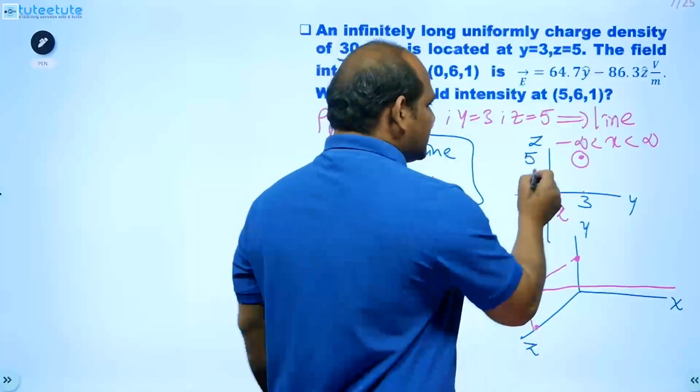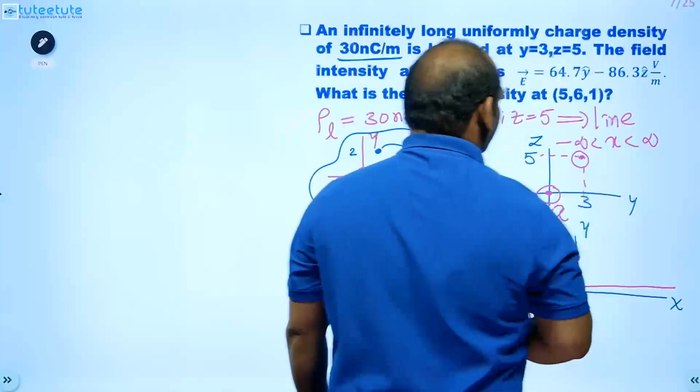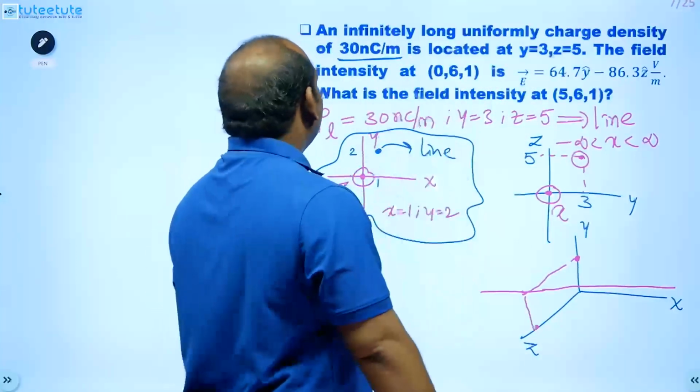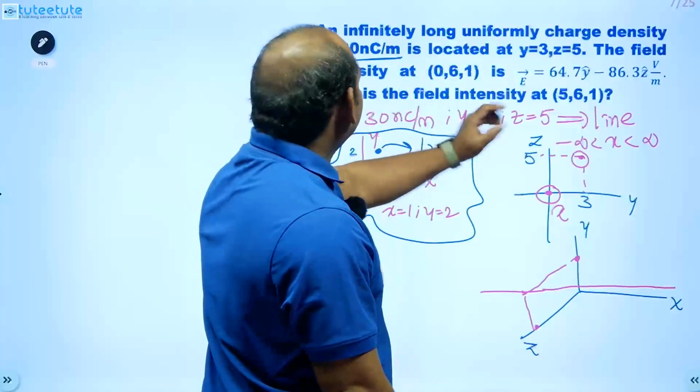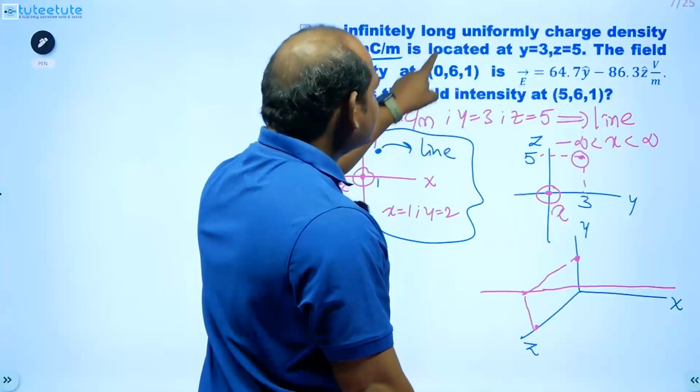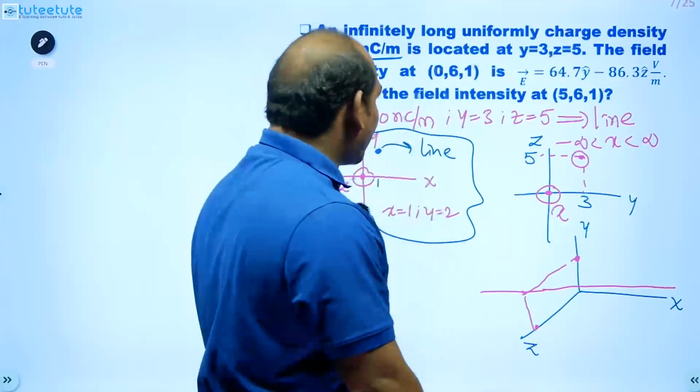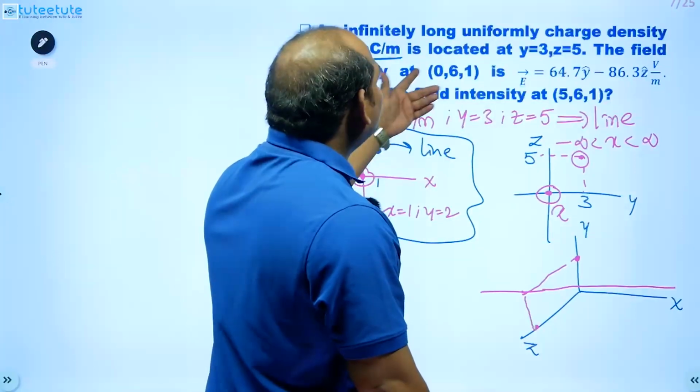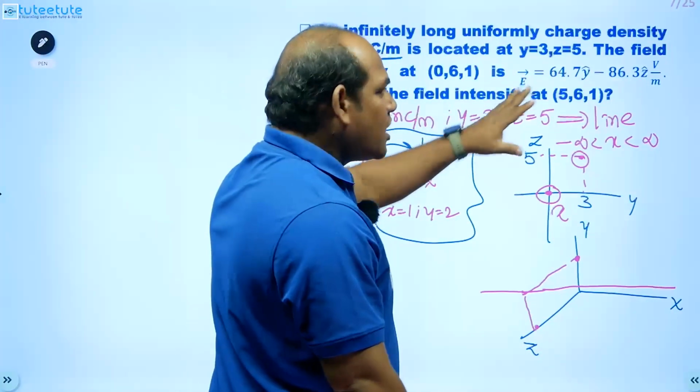Okay, so that is the thing you need to remember. Now we'll come to the question. An infinitely long uniformly charged density of 30 nanocoulombs per meter is located at y equals 3 and z equals 5. The field intensity at 0, 6, 1 is, they have given something.